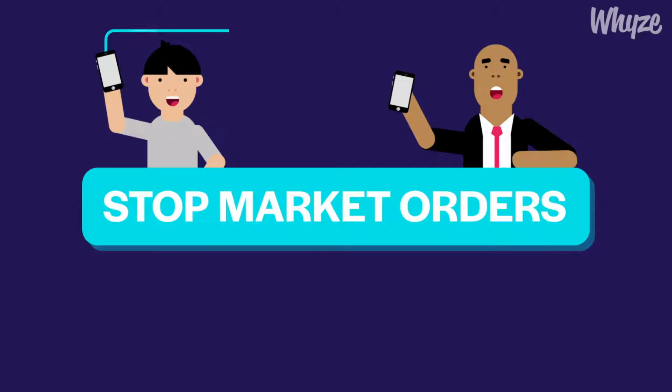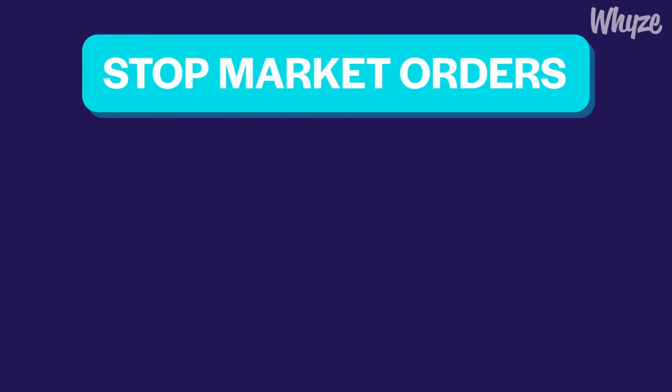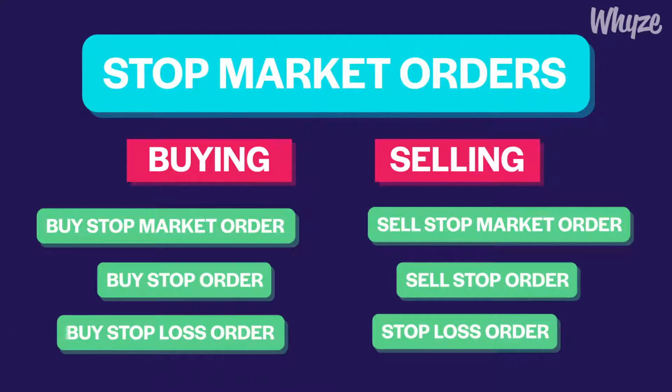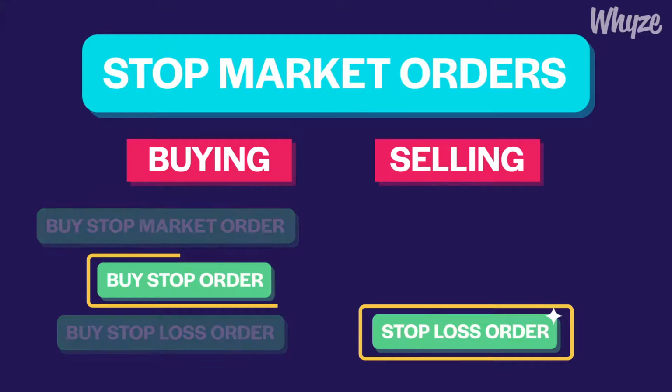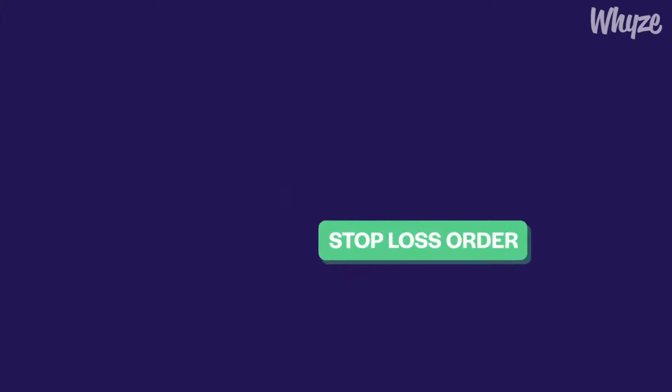Stop market orders give your broker instructions on how to buy or sell a security like a stock after a specific price is met. With a stop market order, you set a stop price and how many shares of the stock you wish to trade. Depending on which online broker you're using, stop market orders have many different names. To simplify things, we will divide stop market orders into two commonly known orders: stop loss orders and buy stop orders. Let's dive into stop loss orders first.